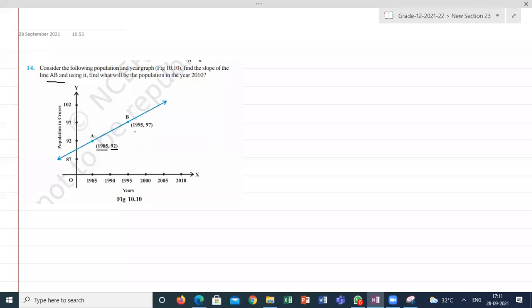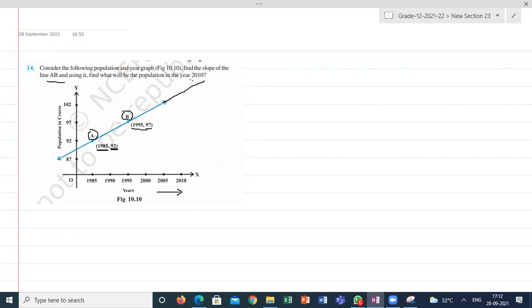In 1985 it is 92, in 1995 it is 97, population in crores. The x-axis shows years, the y-axis shows population in crores. Each and every year they are collecting the data and drawing the graph, but they gave only the data of 2 years. If the graph is linear, though in real life we generally won't get linear graphs, because he took 85 to 95, he got a linear graph.